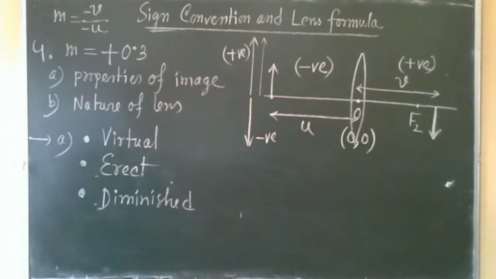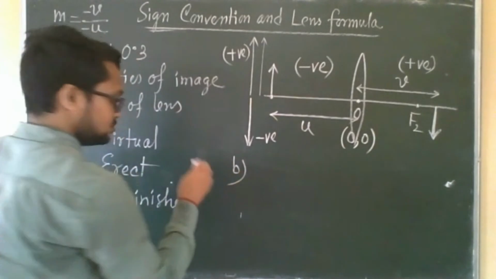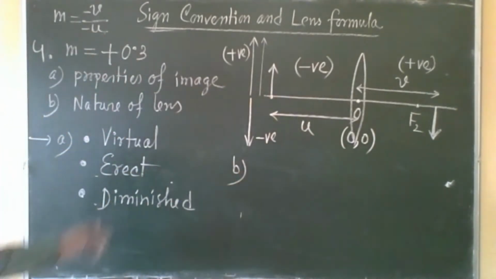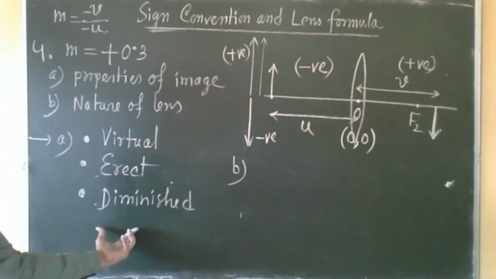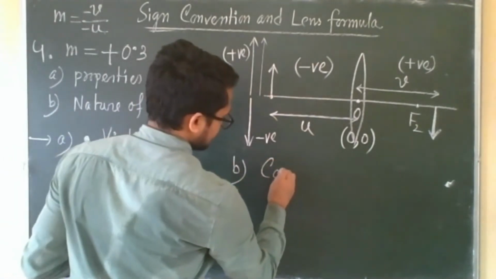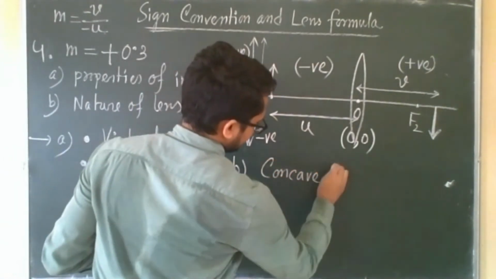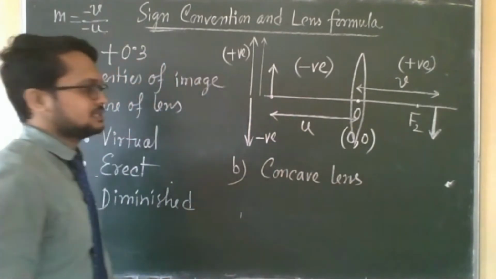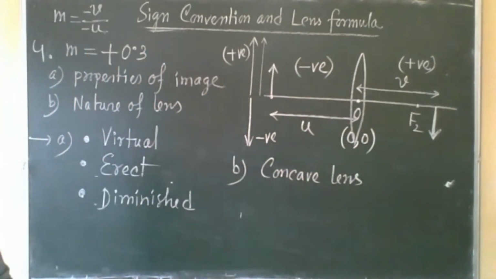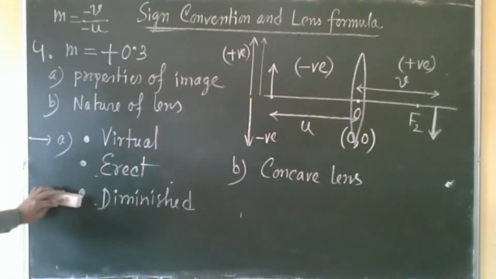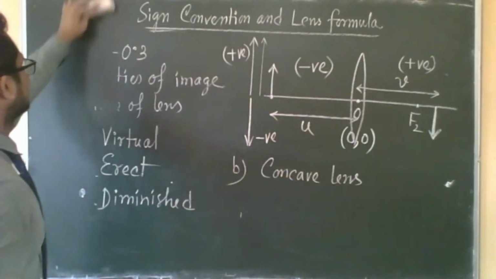Okay. Now question B, which kind of lens produces virtual image and diminished image? Virtual and diminished. Which kind of lens? Concave lens. Understood? So these all are about the sign convention of lens.